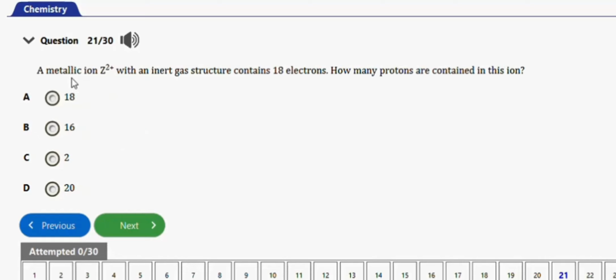It says a metallic ion, so this zinc ion with an inert gas structure, contains 18 electrons. How many protons are contained in this ion?